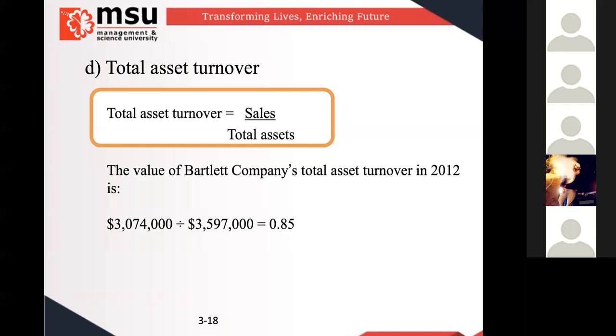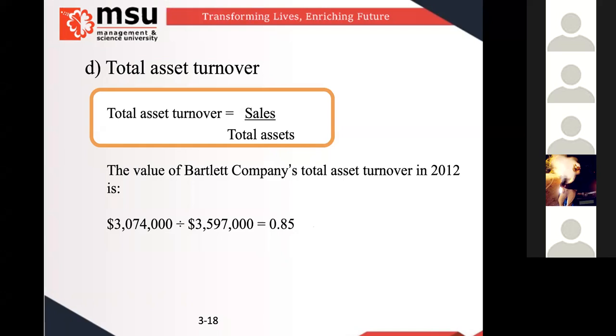Okay. So for total asset turnover, we also want to look at the higher number. The higher the figure, the better the performance of the company. So total asset turnover will inform us the effectiveness of the asset in generating sales. Okay, so it is total asset turnover.